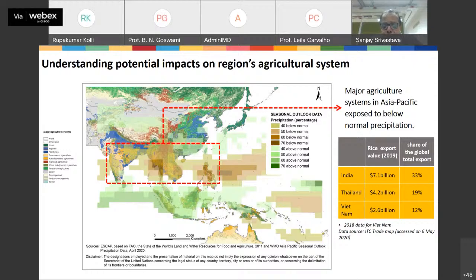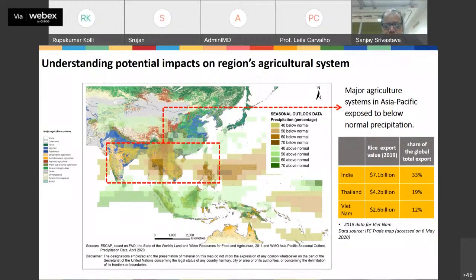For example, in India, it's rice export. In the global value chain, India contributes 33%. Same, Thailand contributes 19%, Vietnam 12%. So flood or drought during the monsoon period is going to impact the global supply chain of the food system. And that's very important information for the policy, the impact and policy dynamics.